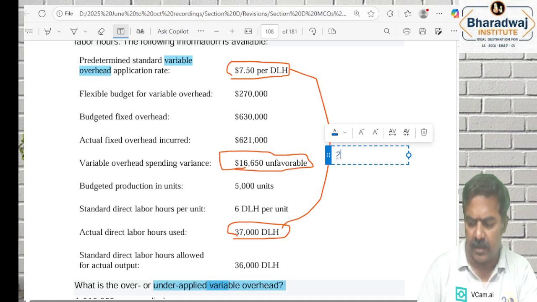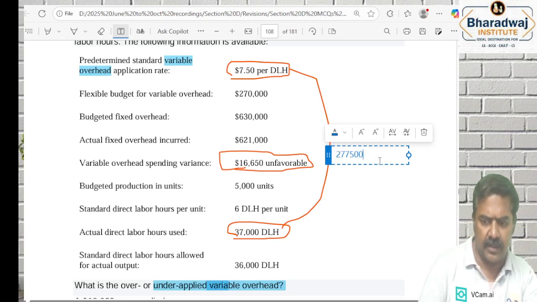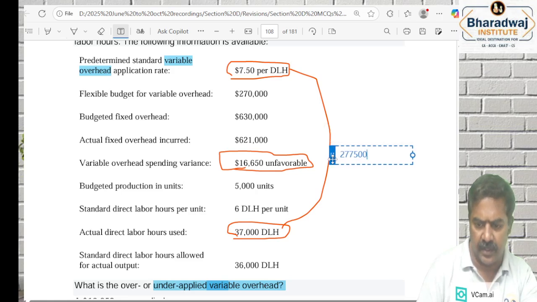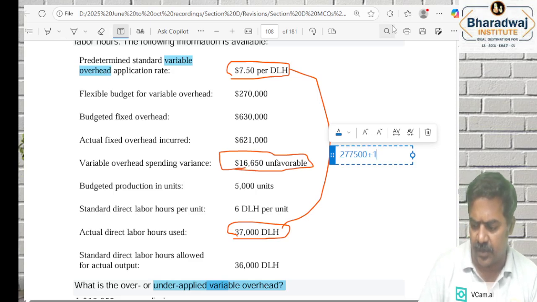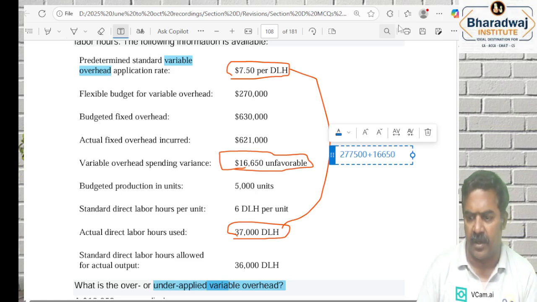2 lakh 77,500. It's based on the standard rate. What is the spending variance given? 16,650. Unfavorable. You would have spent more.